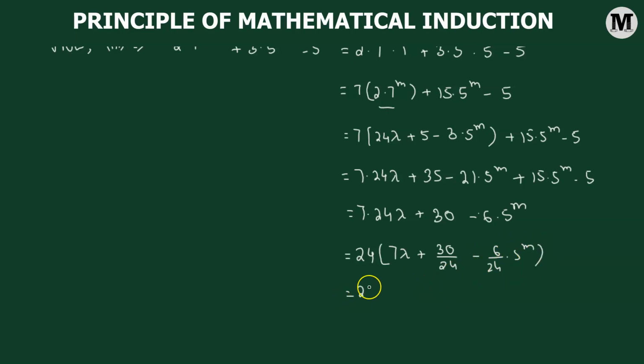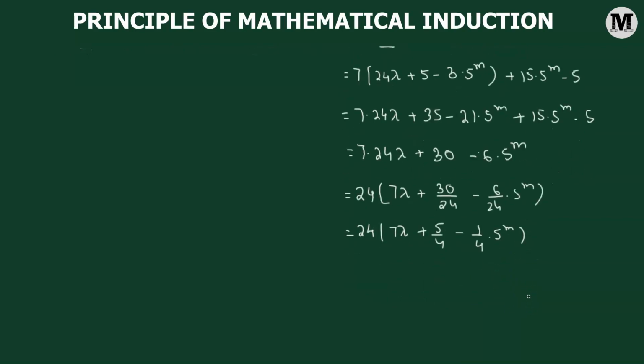That is going to be equal to 24 times 7 lambda added to 5 over 4 minus 1 over 4 times 5 raised to the power of m. Now, we have already considered m to be a natural number. Lambda is also a natural number. That means this entire expression is nothing but a natural number, which means we can replace it with beta, where we have considered that 7 lambda added to 5 over 4 minus 1 over 4 times 5 raised to the power of m equals beta, and beta is also a natural number.